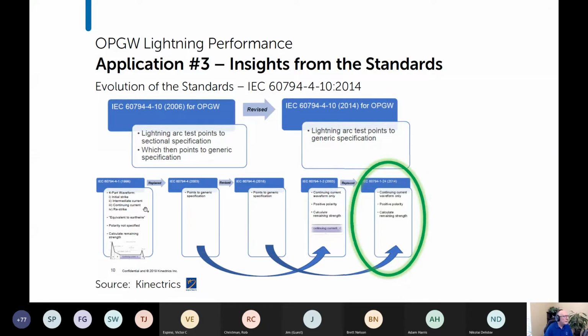By the way, in their standard, when they began in 1999, they did use that 4-component waveform. So there was already a recognition that impulse tests weren't cutting it, and that what you really needed to focus on was that continuous current component.